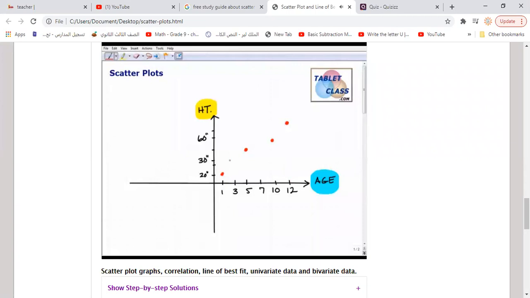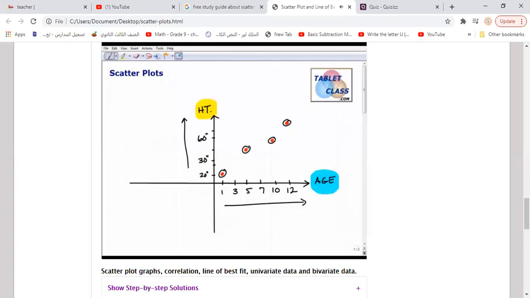But nevertheless, as we plot these points, we can see a trend. The trend is that as we get older, we get taller, right? That's the whole idea: to take a bunch of numbers, plot them, and see what's going on. So that's the whole idea behind a scatter plot.